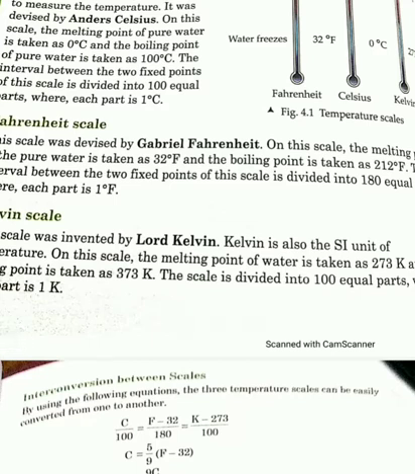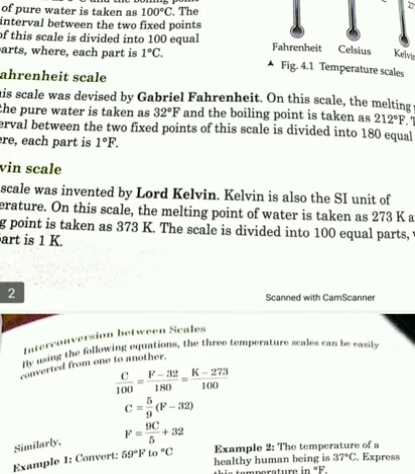Then the Kelvin scale. The Kelvin scale was invented by Lord Kelvin. Kelvin is also the SI unit of temperature. SI unit means the standard unit of temperature is Kelvin. On this scale, the melting point of water is taken as 273 Kelvin and the boiling point is taken as 373 Kelvin. The scale is divided into 100 equal parts, or we can say each part is equal to 1 Kelvin.